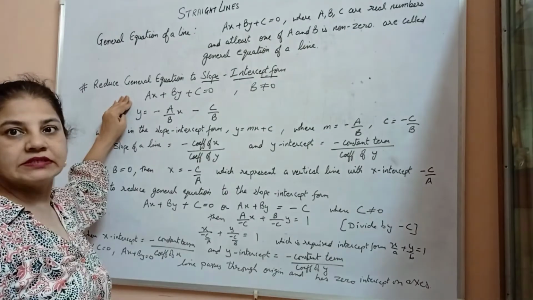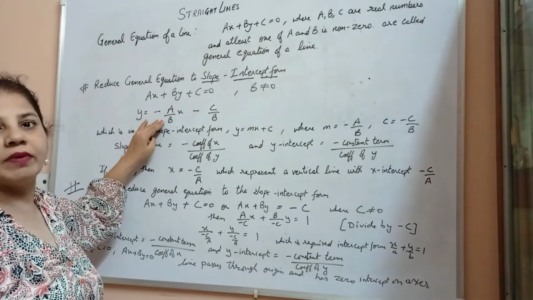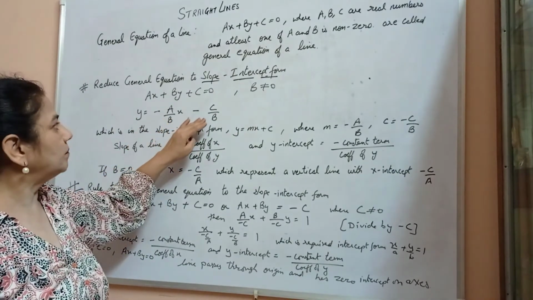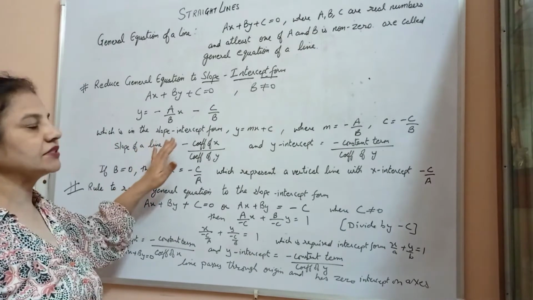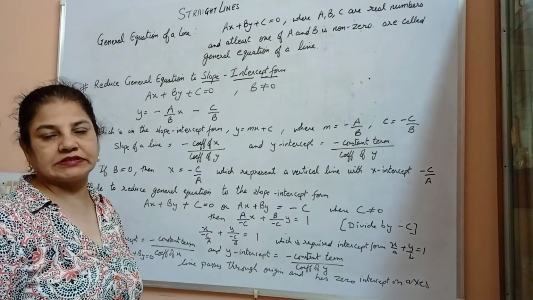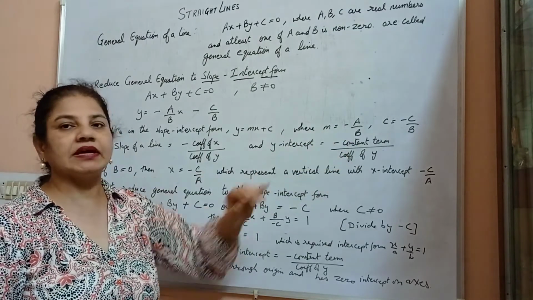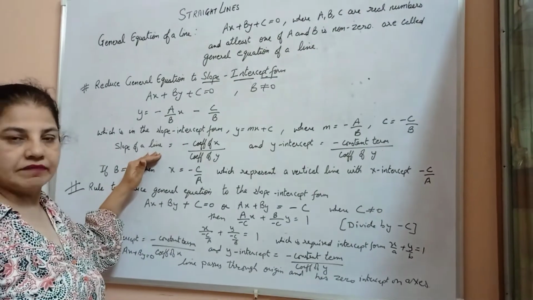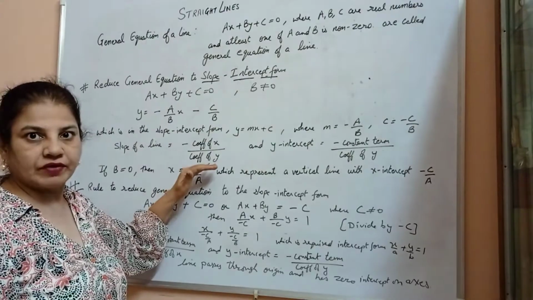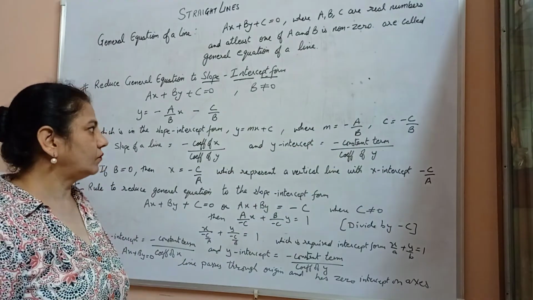ax plus by plus c is equal to 0. If b is not equal to 0, then we say y is equal to minus a by b x minus c by b, which is the slope-intercept form y is equal to mx plus c, where m is given as minus a by b and c is given as minus c by b. The slope of a line is minus the coefficient of x upon the coefficient of y, and the y-intercept is minus the constant term upon the coefficient of y.